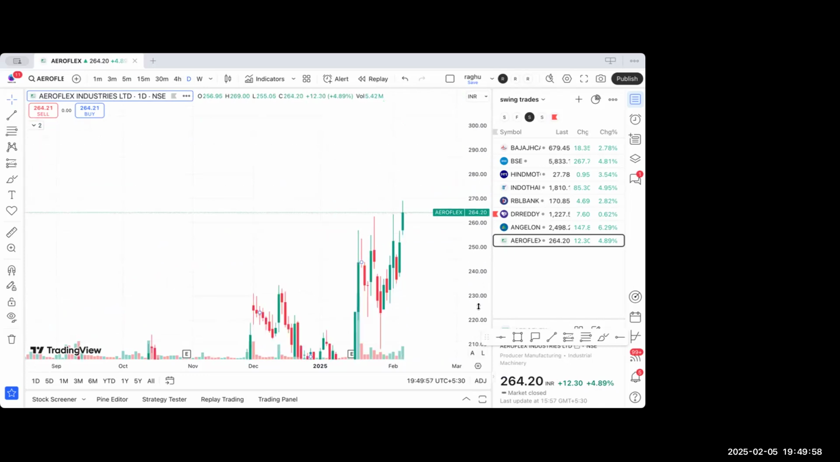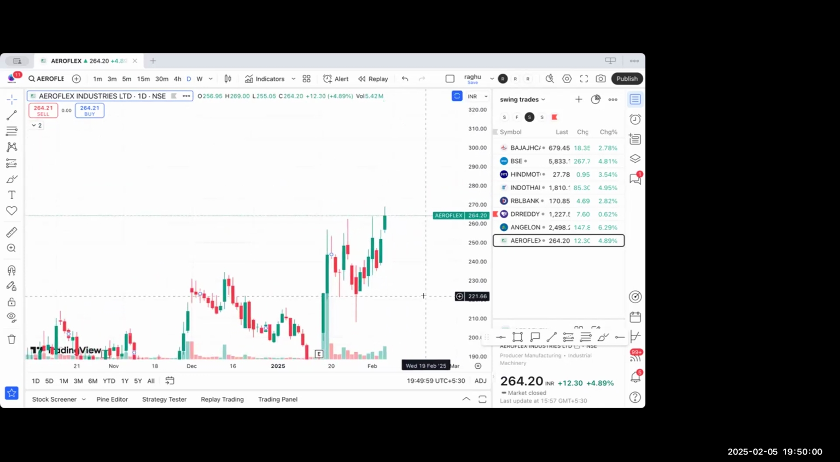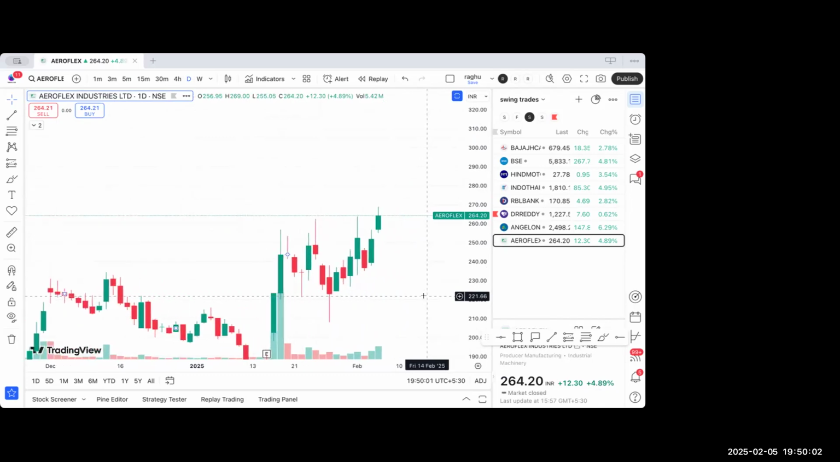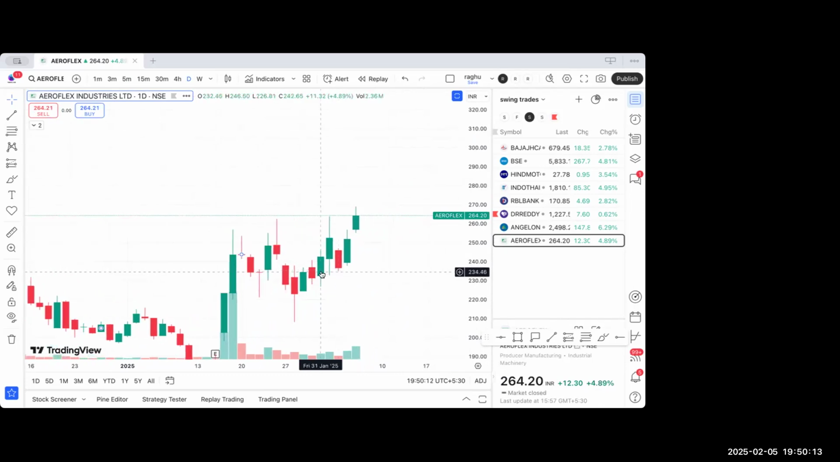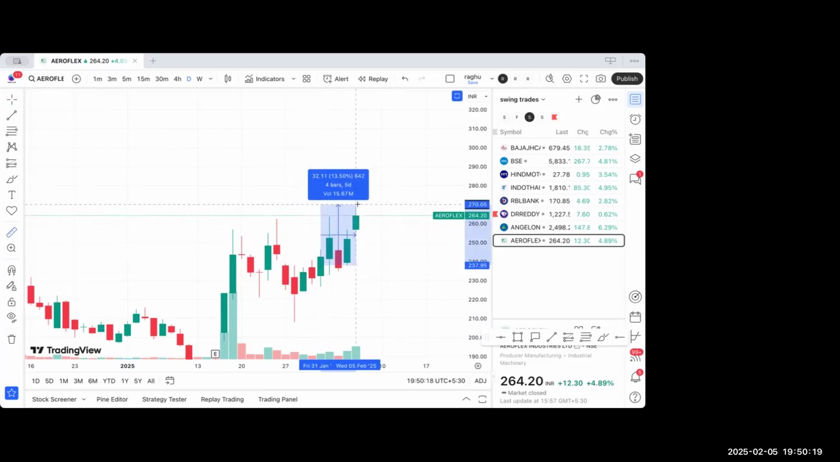It was there last to last week. Remember, last week it was there on Friday. This is Monday, 3rd February, Saturday, Friday. On Friday, it was there in the scanner. If one would have bought here, 13% in 5 days. Sorry, 4 days, because Sunday is not there.